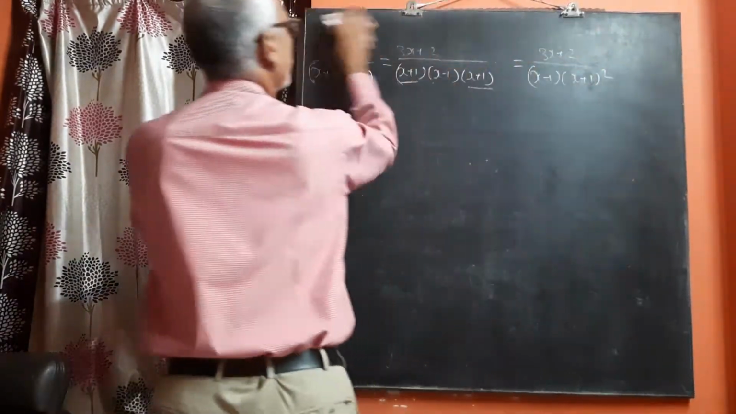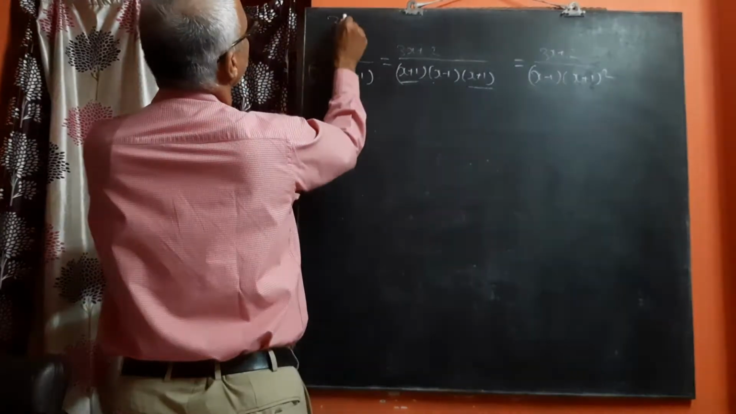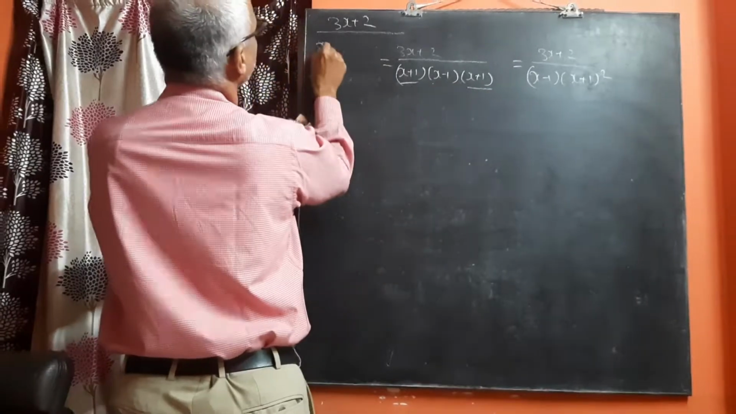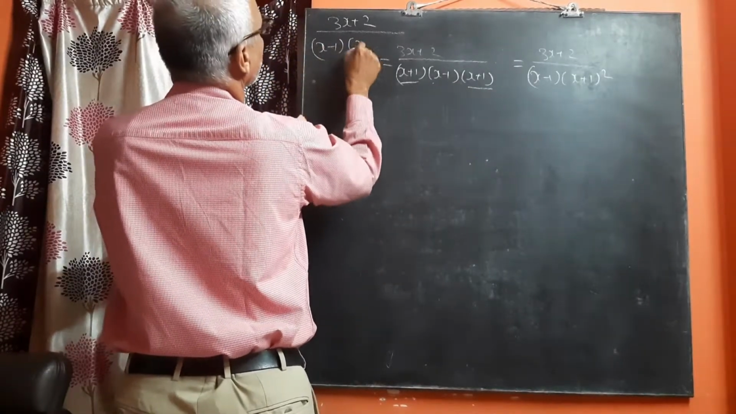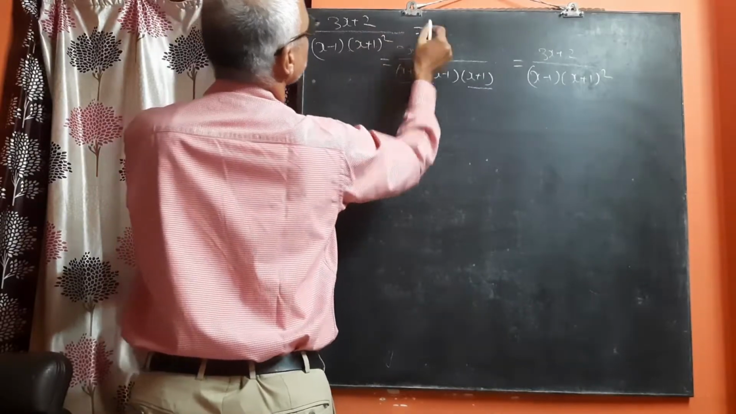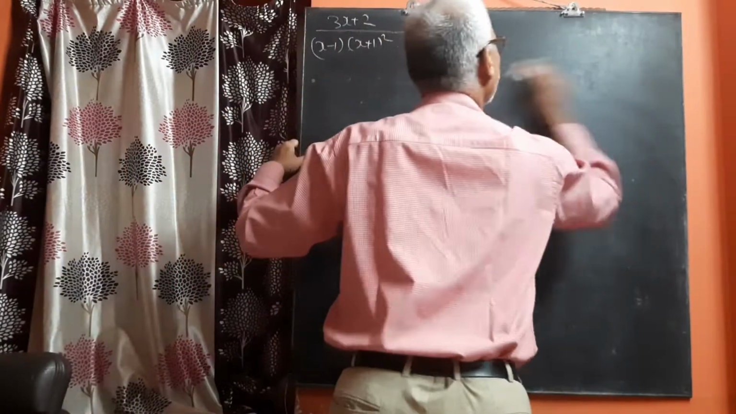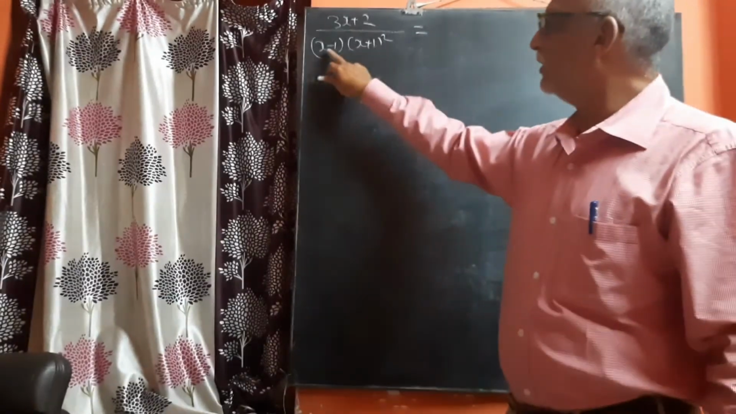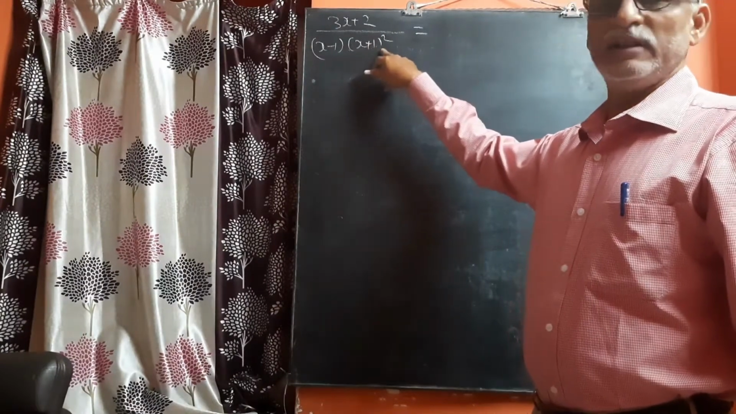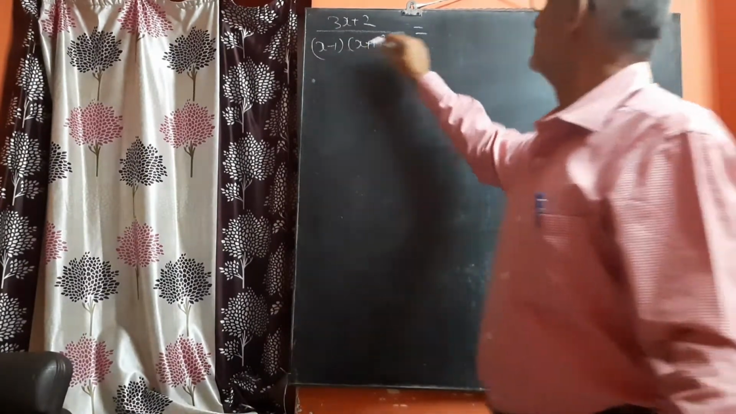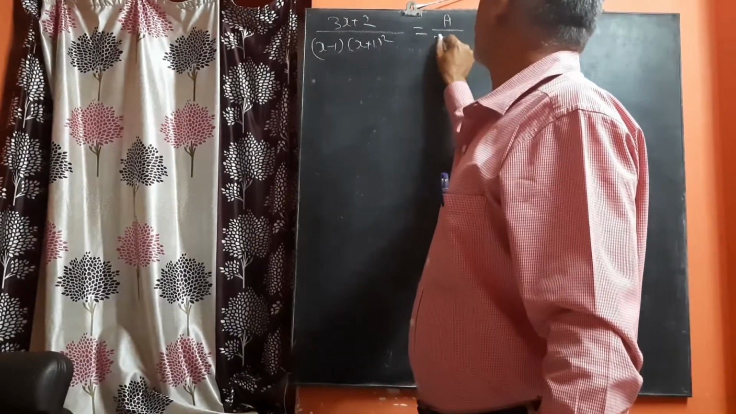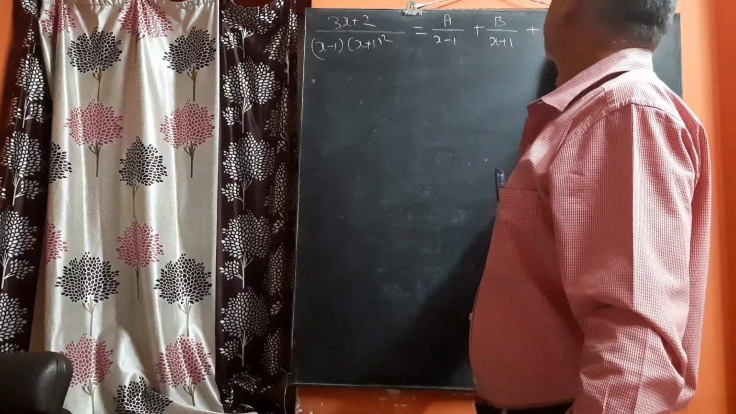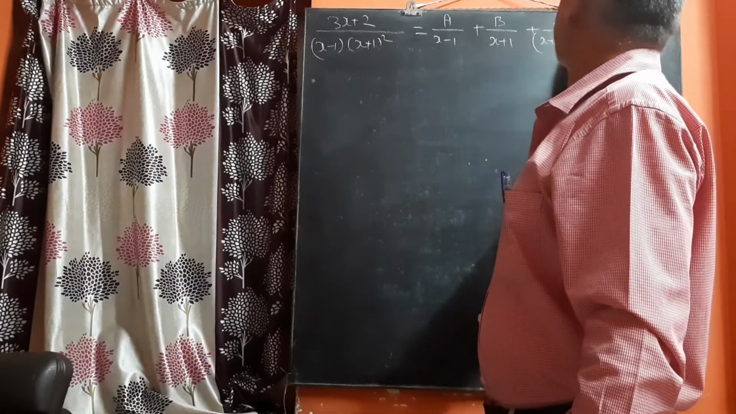I write here 3x plus 2 divided by x minus 1 into x plus 1 the whole square is equals to, again, how many constants we have to consider? 3. One for x minus 1, second for x plus 1, and third for x plus 1 the whole square. So it is a divided by x minus 1 plus b divided by x plus 1 plus c divided by x plus 1 the whole square. Let us say this is equation number 1.